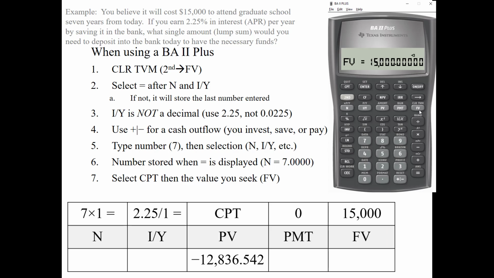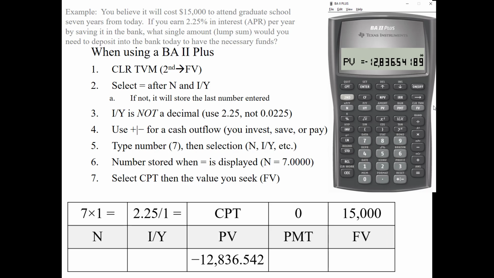And so now we have to calculate or compute our present value, and we could simply hit CPT and PV, and we find out that we'd have to save $12,836 and about 54 cents.